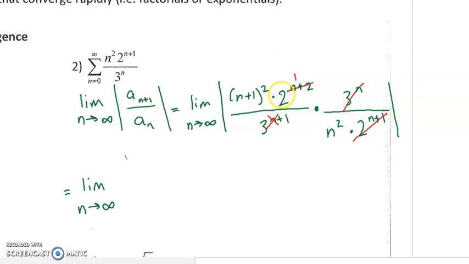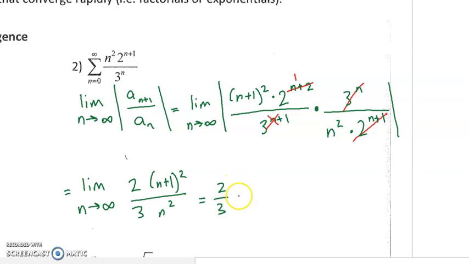So what's left? We've got 2 on the top, and we've got an n plus 1 squared on the top. We've got a 3 on the bottom, and we've got an n squared on the bottom. Okay? I'm not going to spend any time expanding this out because I know that this is a degree 2 polynomial. I know this is a degree 2 polynomial. I know the leading coefficients are 2 and 3, so I know that this limit equals 2/3. Oh, okay. So we're done, right?